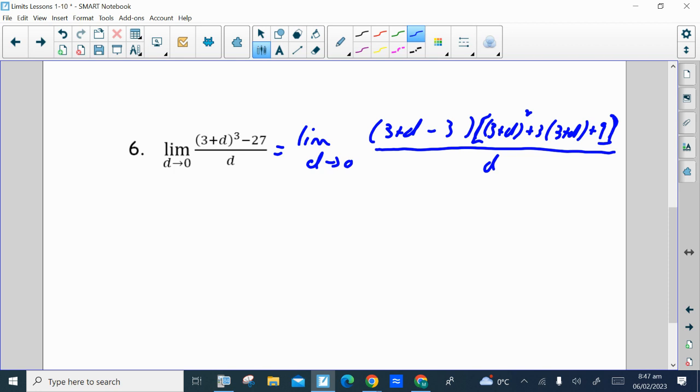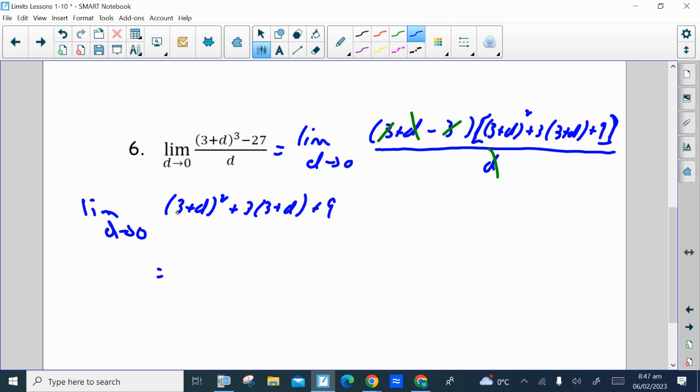So on top, that first factor, the 3's will cancel. 3 take away 3 is 0, so you're just left with the factor of d on top, which will now cancel with the d on the bottom. So that'll give us the limit as d approaches 0. And you don't actually have to simplify what's left on top. We can just leave it as is. Because all we need to do now is just let d equal 0 to get our answer.